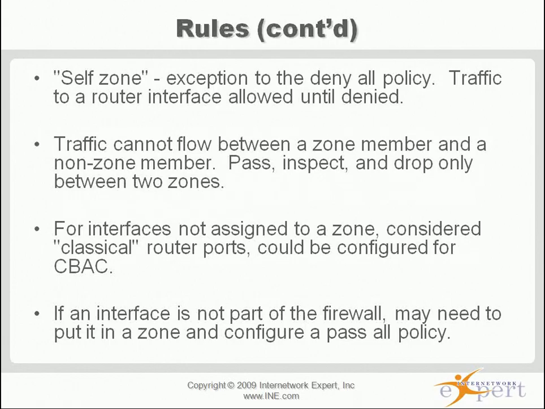So the next item we have: if an interface is not part of the firewall, you may need to put it in a zone and configure a pass all policy. So again, if I had a new interface being added on, and I didn't have other specific things telling me what to do with that interface, but I need to pass traffic out that interface, and I have my public and private zones defined, and I bring on a second fast Ethernet port that's learning routes and learning some networks. If I want to pass traffic to those networks, I would need to put that into a zone. I could put it in one of my existing zones, or I could put that into a new zone and just configure a policy to allow that traffic to that particular item.